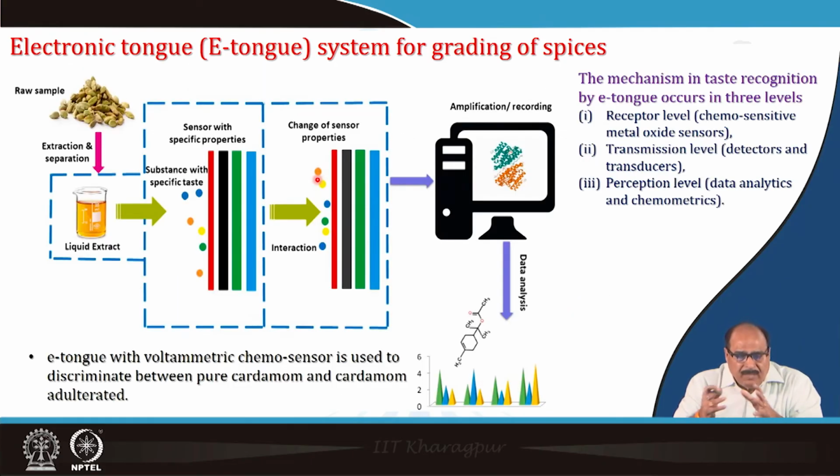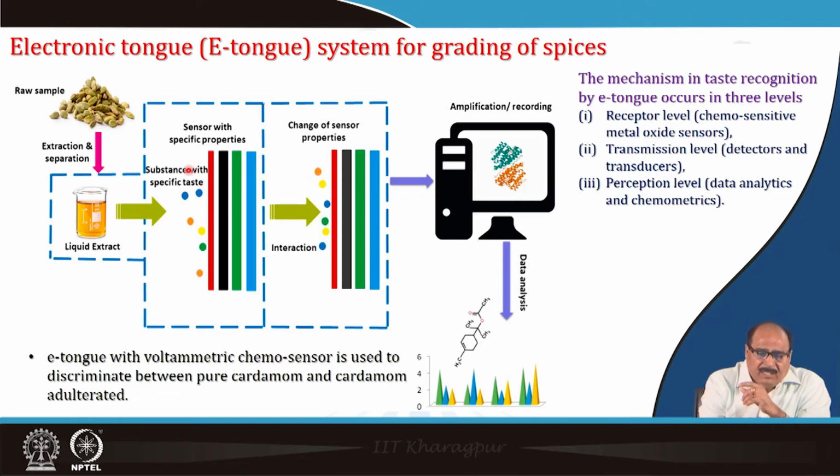Similarly, an electronic tongue system can be used for grading of spices, foods or even fruits. Here the electronic tongue works like this: in the electronic nose we have the olfactory system, while in the electronic tongue, just as the taste buds are on our tongue, whatever function is done by our tongue, the same function is done here also.